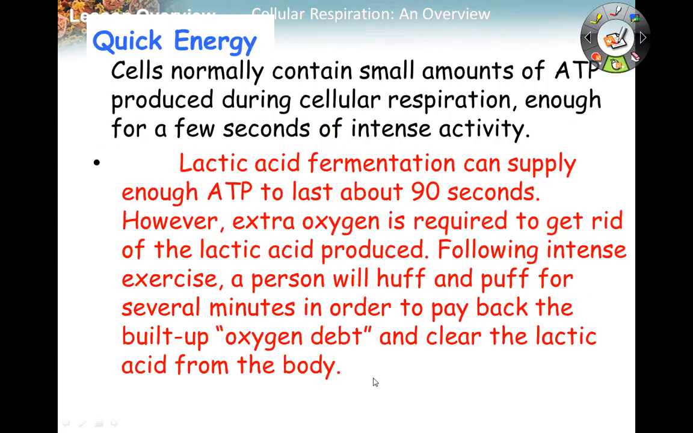Cells normally contain a small amount of adenosine triphosphate produced during cellular respiration, enough for a few seconds of intense activity. Lactic acid fermentation can supply enough ATP for about 90 seconds of exercise. However, extra oxygen is required to get rid of this lactic acid. Following intense exercise, you start to huff and puff for several minutes in order to pay back the built-up oxygen debt and clear the lactic acid from the body. So you take in more oxygen so that you can catch up, so to speak.